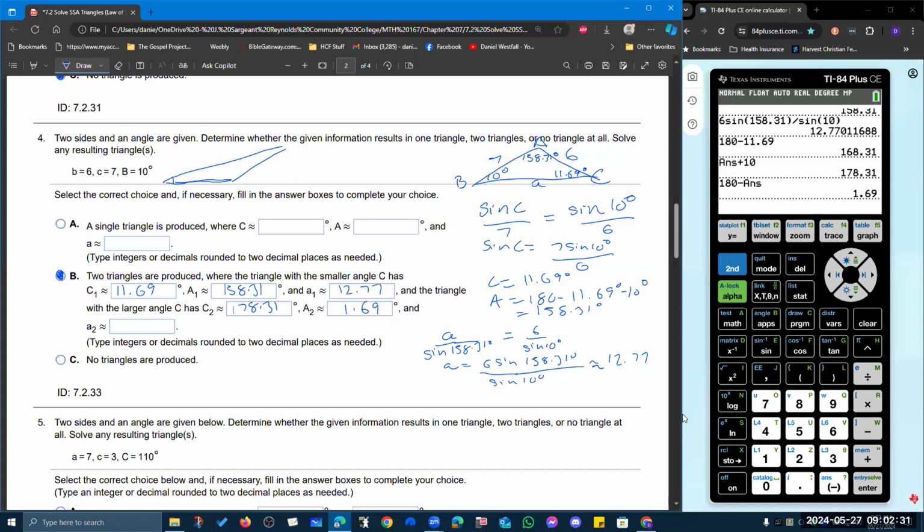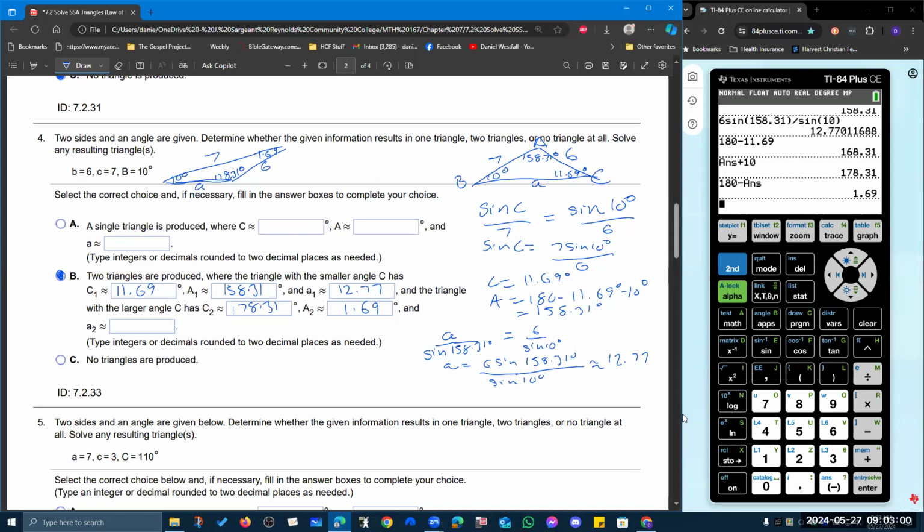This is still 10 degrees down here, but now this is 178.31, and this is 1.69 up here. And this side here is still 6. It's just coming down at a different angle. And this side here is still 7. And I want to find this side A here.